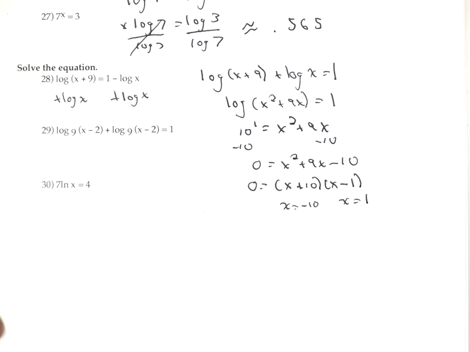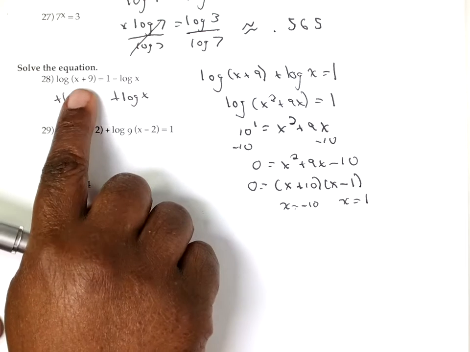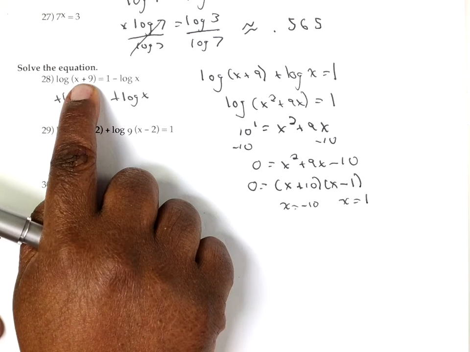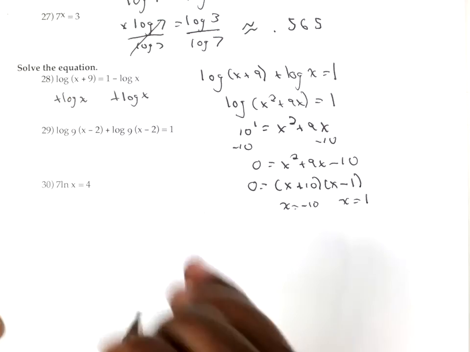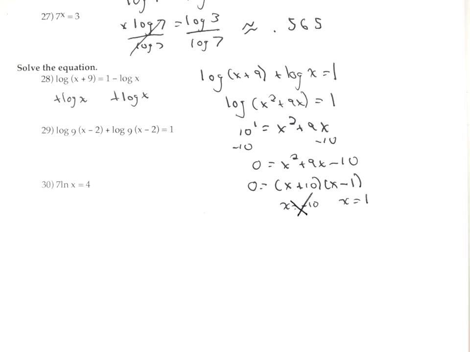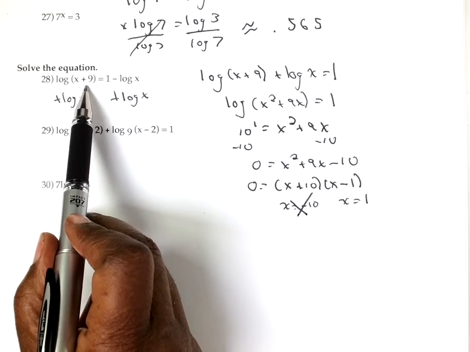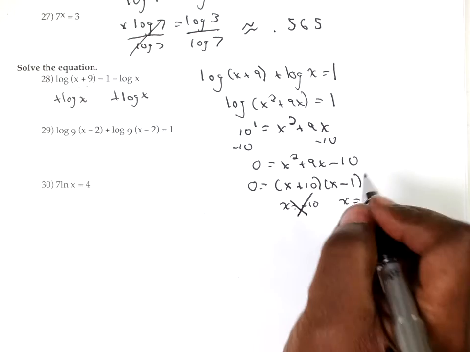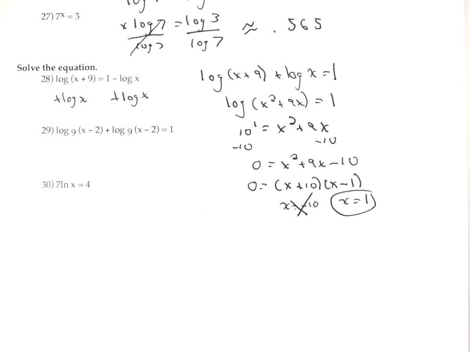So go back to the original. If I had negative 10, that would mean I have an argument that would be negative 1, which is impossible. I can't have 10 to a power to be negative 1. So I have to get rid of that. And then if I plug in 1, that's okay because I just get a 10 there and I get a 1 there, but that's not a problem. So my solution is x equals 1.